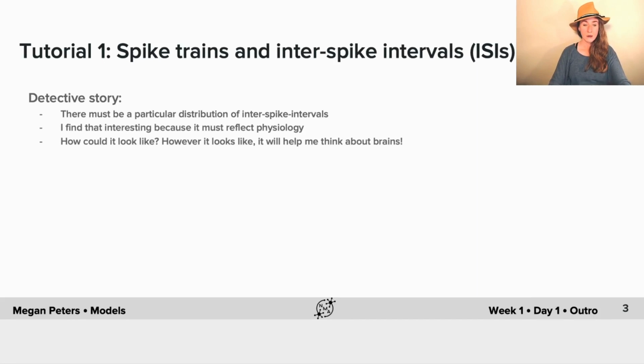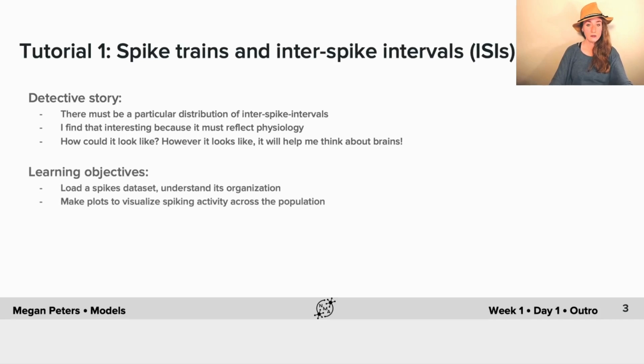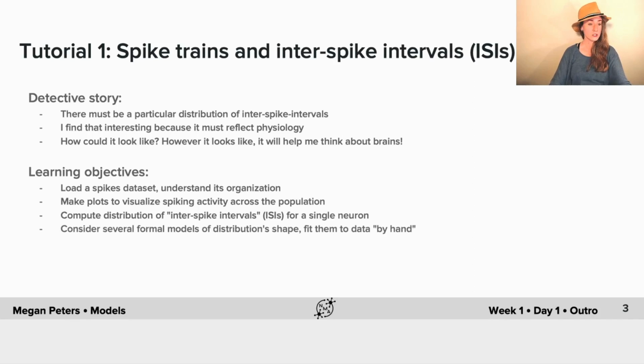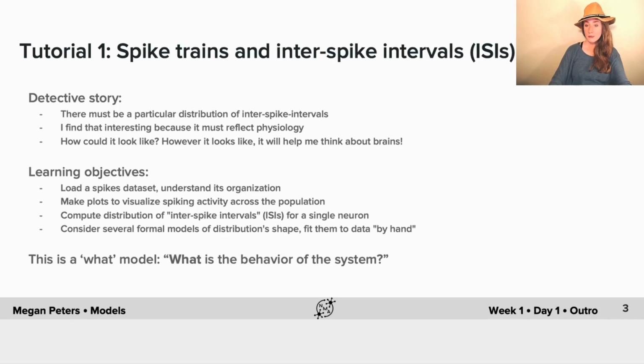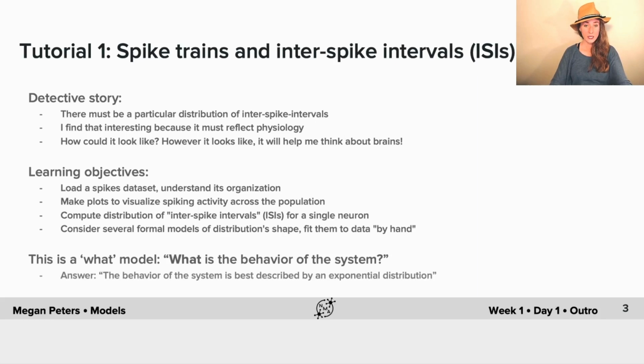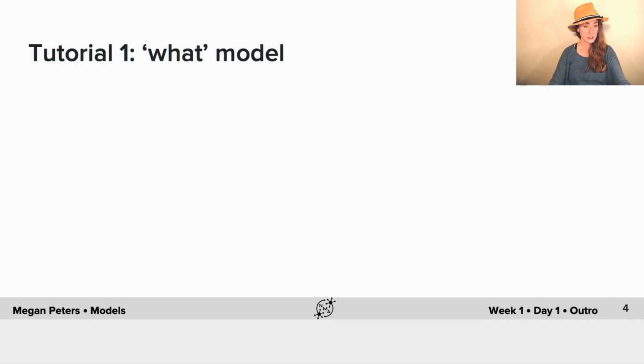In this investigation, we learned how to load the spike data set to figure out its structure. We learned how to plot and visualize the spiking activity across the populations of neurons. And we learned to compute the distribution of interspike intervals for a single neuron. Then we tried out a few functions to fit them to the data to see which one described the data the best. In a nutshell, this model asked, what is the best description for the behavior of this particular system? And the answer was that a specific model fit better than a specific other one. The exponential distribution was the best fit to the data.